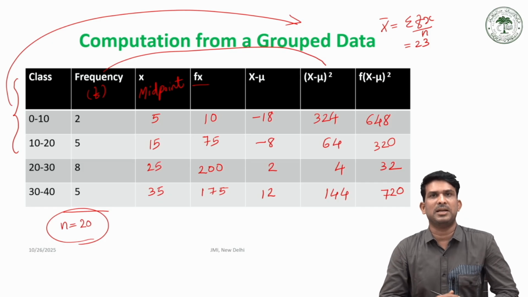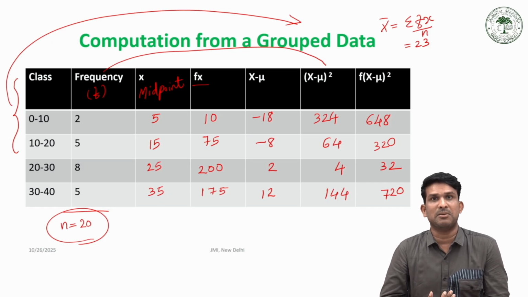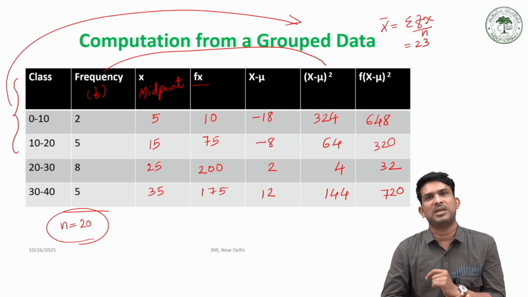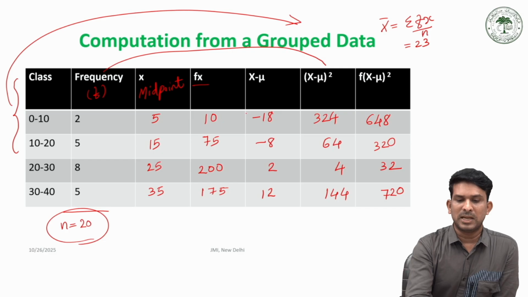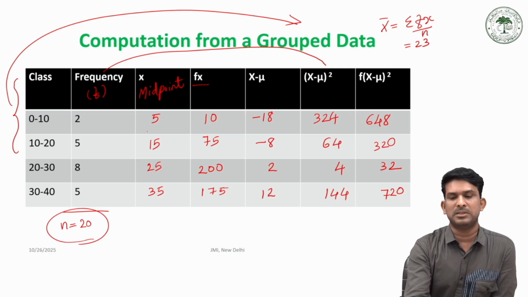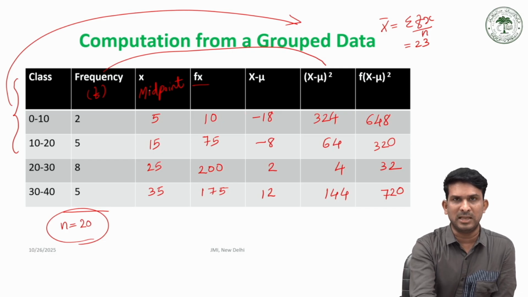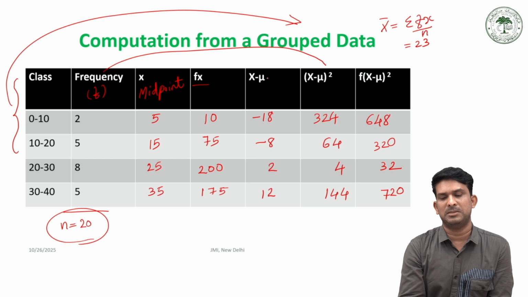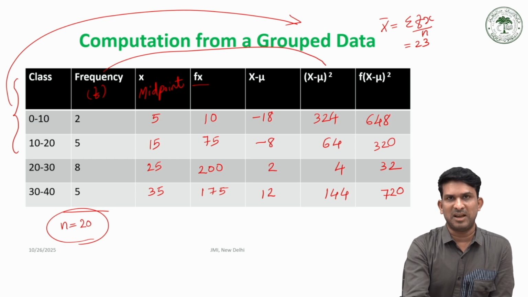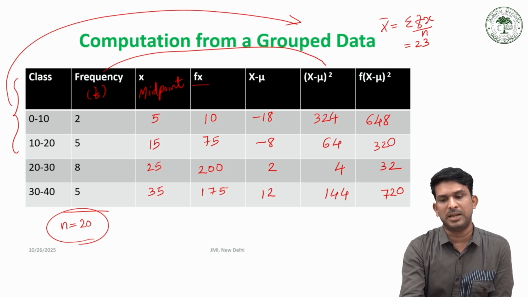Now we have calculated the arithmetic mean. What is the calculation of standard deviation? What we require is the arithmetic mean and its deviation from the respective cases. The case is represented with the midpoint, so midpoint, that is x minus arithmetic mean. X is 5, 5 minus 23, 18.